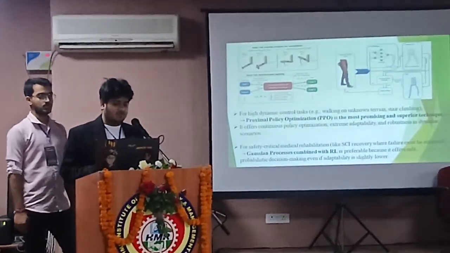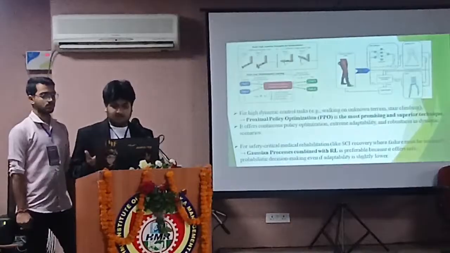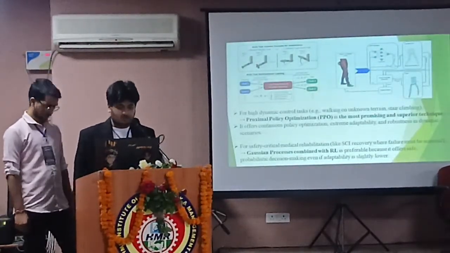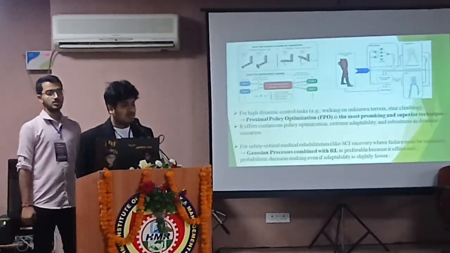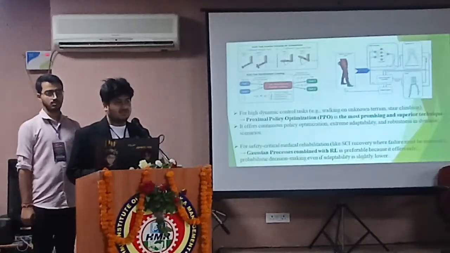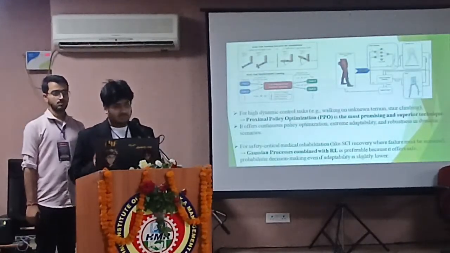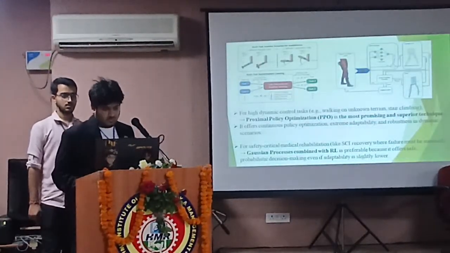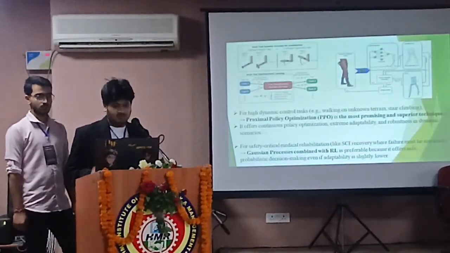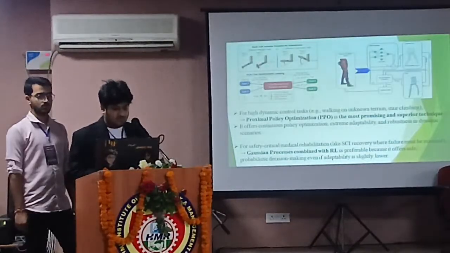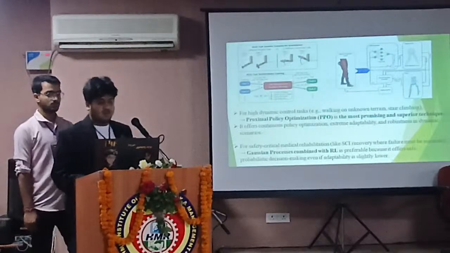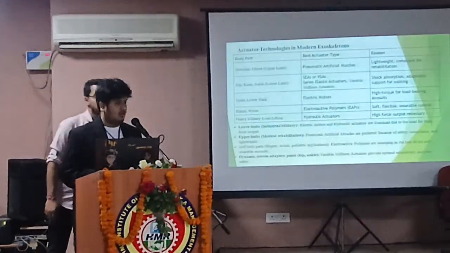That works on the basis of a reward system. And when we go to the lower limb exoskeleton, we use neural networks to predict a trajectory in gait analysis. When we talk about lower limb legs, there is a gait analysis of the walking pattern that your exoskeleton has learned. Proximal policy optimization is the most promising technique for dynamic control tasks. For safety-critical medical rehabilitation, Gaussian process combined with RL is good. Now I will talk about actuators.